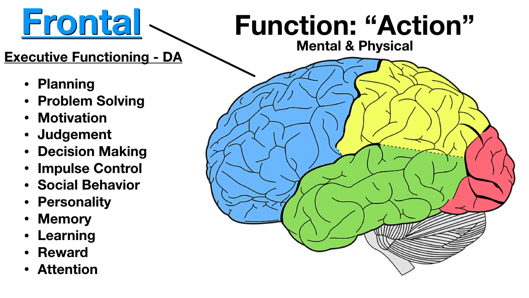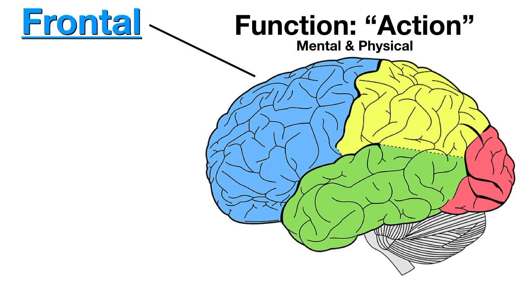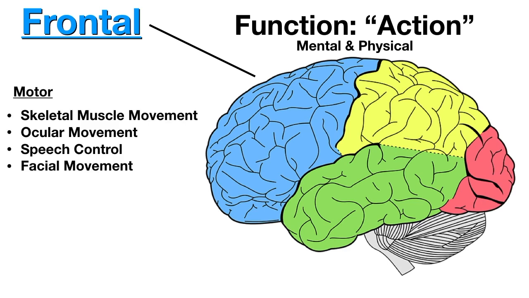And we're going to talk about those specific cortical areas within the frontal lobe that help with this. But first we got to talk about the physical actions. The physical action of the frontal lobe involves motor control, and this includes the planning, control, and execution of voluntary muscle movements of skeletal muscles, muscles that help us move the eyes, muscles that help us produce speech and control speech, and muscles of the face.